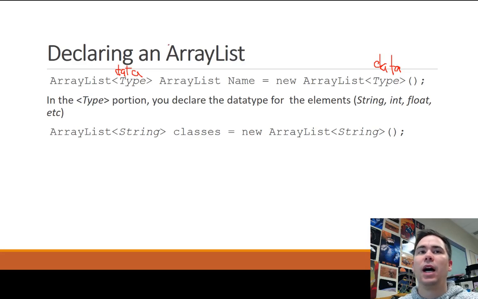Anyway, ArrayList. So right here, how this would look like, this would be an ArrayList of String classes equals new ArrayList, and then we obviously have to add the String, and don't forget your two parentheses at the end.